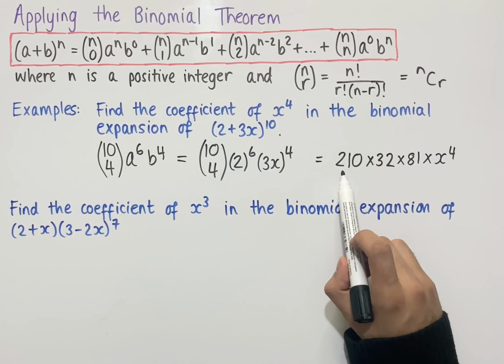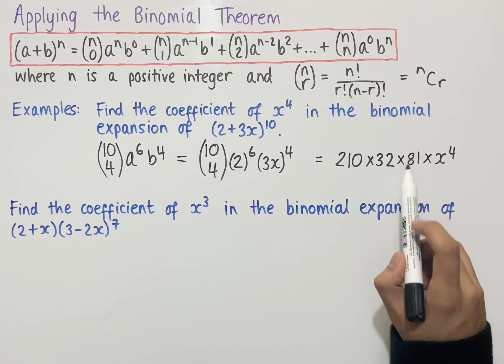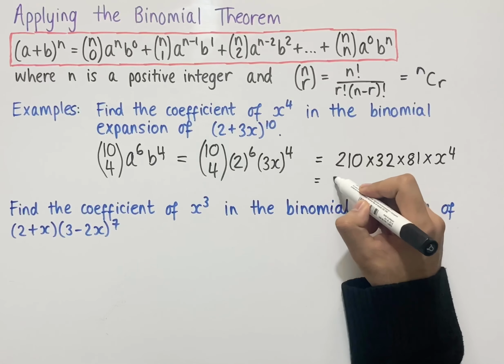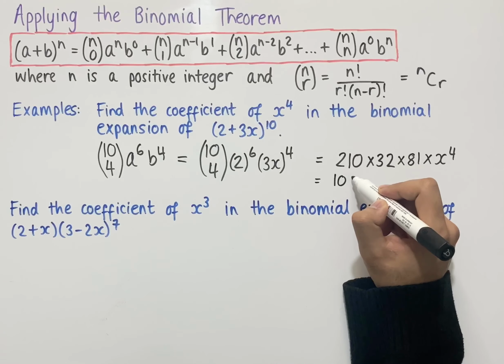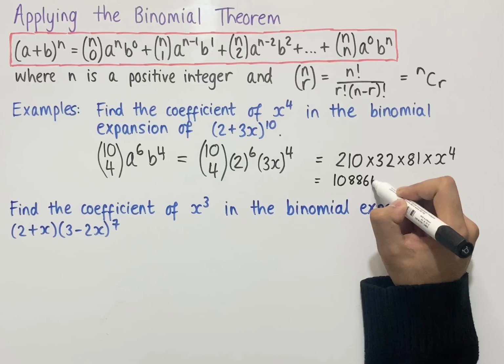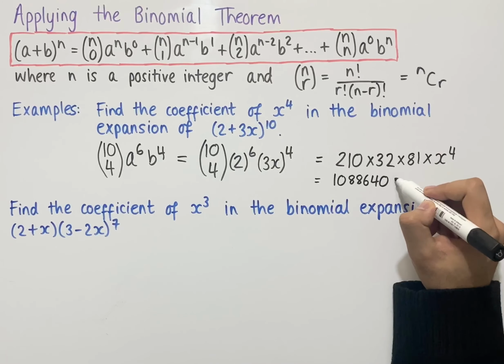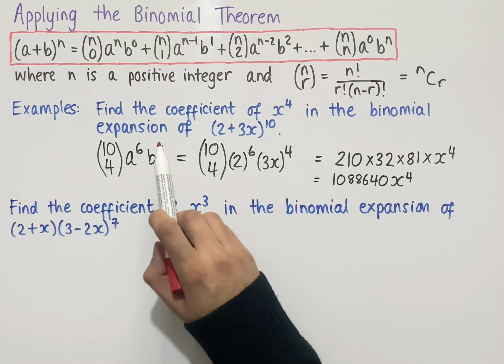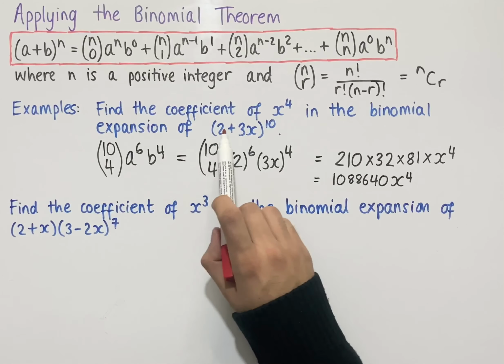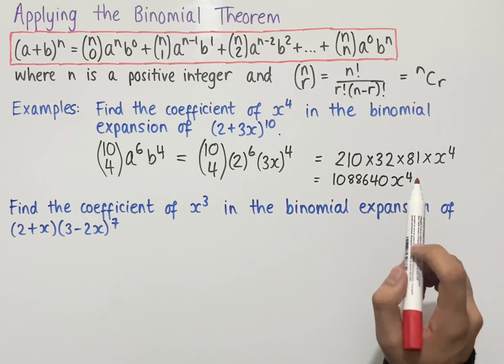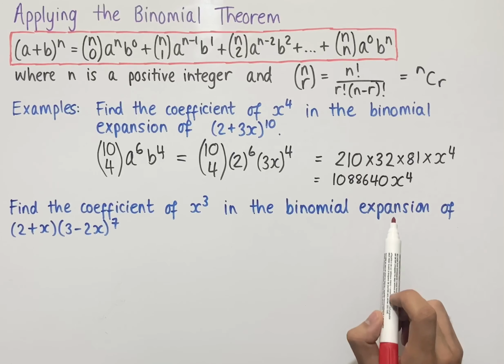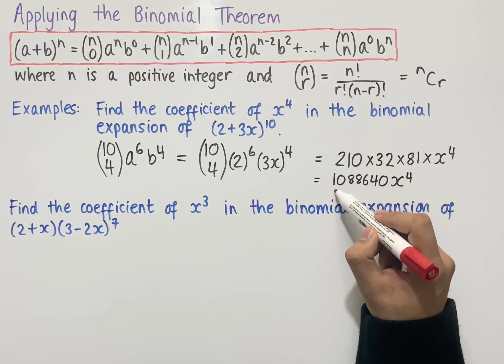Now if we multiply 210 with 32 and 81, we end up with 1,088,640. And then we're also multiplying by x to the power of 4. So the coefficient of x to the power of 4 in the binomial expansion of (2 + 3x) all to the power of 10 is just the number in front of x to the power of 4, which in this case is 1,088,640. So this would be our answer here.